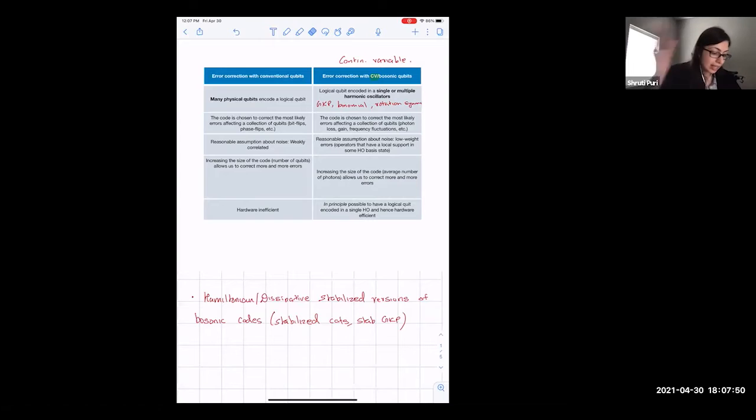Now on the other side, with CV bosonic qubits, the idea is that you want to correct against the most likely errors that can happen in a harmonic oscillator. The errors that we think about here are like photon loss. For example, you go from a higher excited Fock state to a lower energy Fock state. You can have photon gain. You can have frequency fluctuations, and we'll look at examples of this during the course of this lecture.